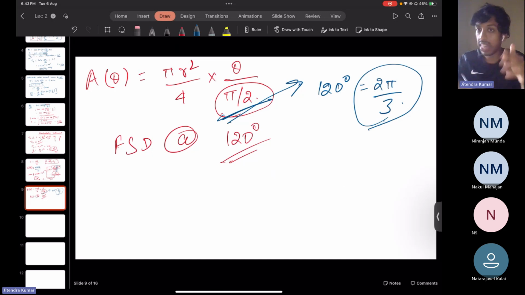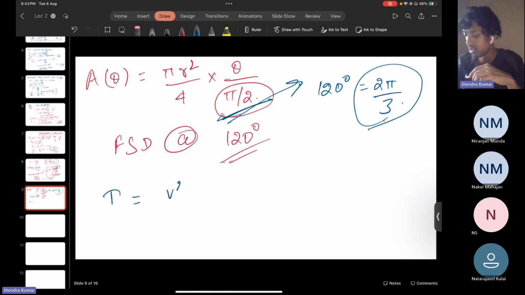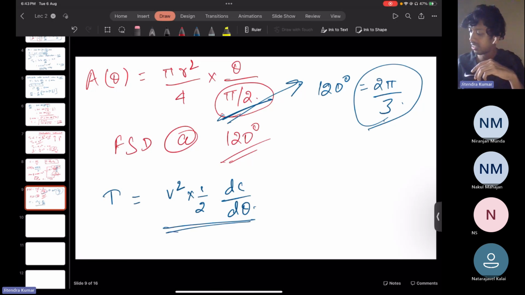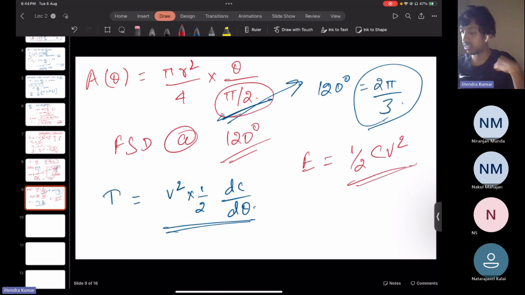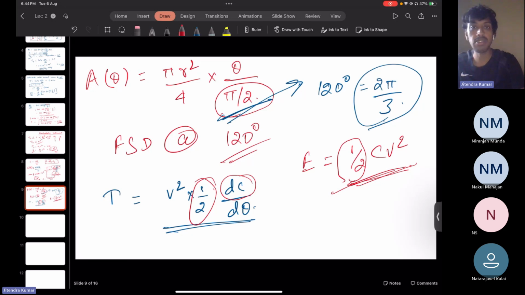Now, we calculated capacitor which is varying with theta. So now we are expected to calculate the expression of torque, isn't it? So torque expression will have V square for sure, and into half into dc by d theta. Okay. Energy is half cv square, so torque can be derived from this expression, and that is why this factor of half is coming here. And since capacitor is being varied with the position of the plates, for dc by d theta, you have it over here.